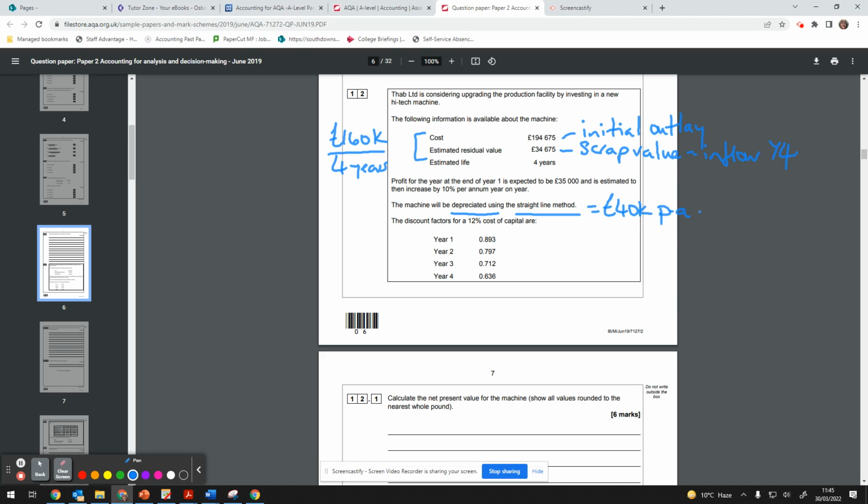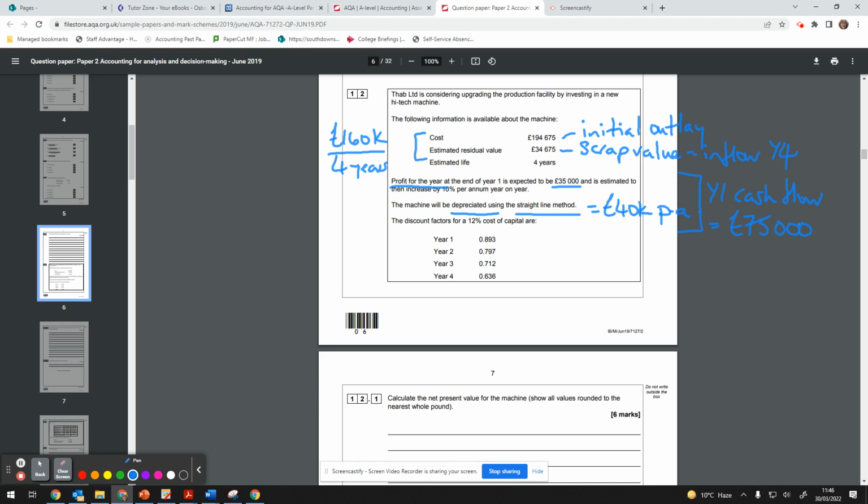Now, why are we interested in this, you may ask? Because it's a cash flow. Well, the reason is that they're telling us that the profit for year one at the end is going to be £35,000. But profit, remember, is not the same as cash flow. So the cash flow, we can assume, is going to be the £35,000 profit plus the £40,000 depreciation. So year one cash flow is going to be £75,000. That's £40,000 worth of depreciation added to the £35,000 of profit.